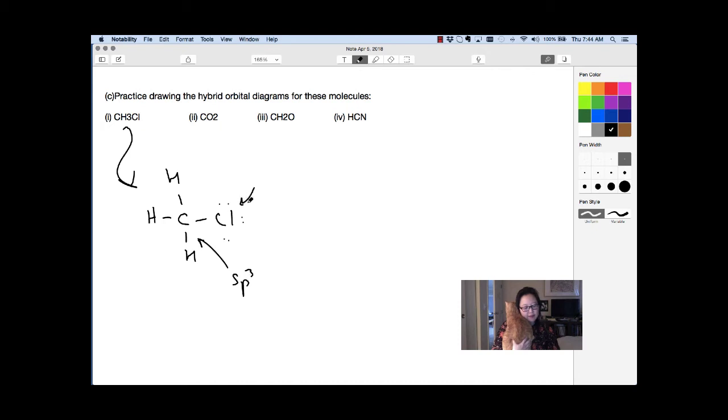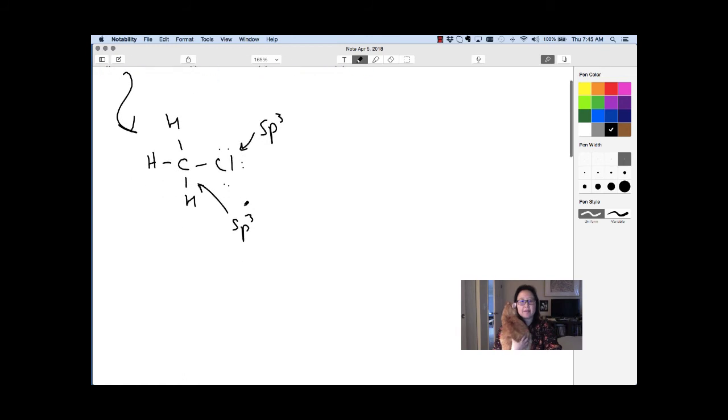And then this one, remember to count the lone pairs as the potential for sigma bonds. So I have 1, 2, 3, 4 places. So I've got sp3 here as well. So remember 1, 2, 3, 4 potential sigma bonds there. So I'm going to count the Cl as sp3 as well. Okay, so based on that now, I'm going to also label my sigma and my pi bonds. So here I just have sigma.